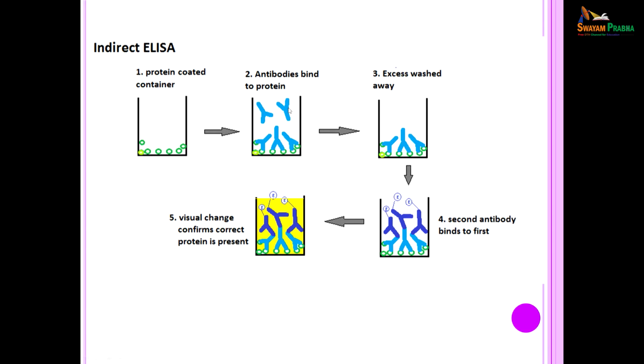The excess antibody which is present over here will be washed away, after which we will add anti-antibody which is enzyme linked. This enzyme linked antibody, when it attaches to the antibody, will stick on and excess is washed off. When we add the substrate, since the enzyme is present, you will get a color change. This is called the indirect ELISA test.